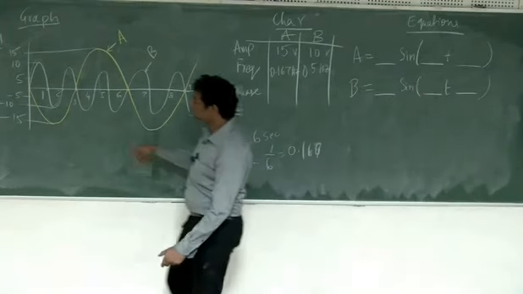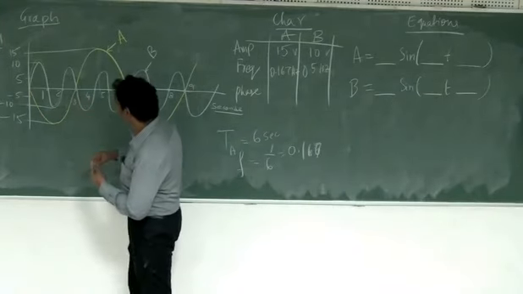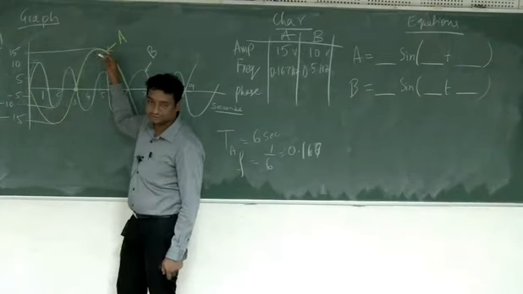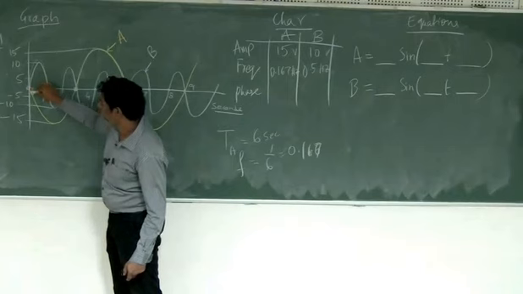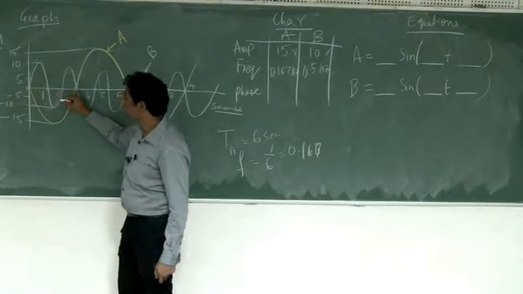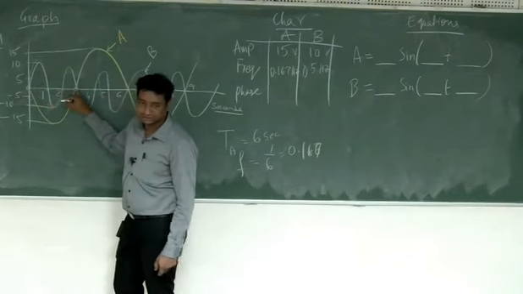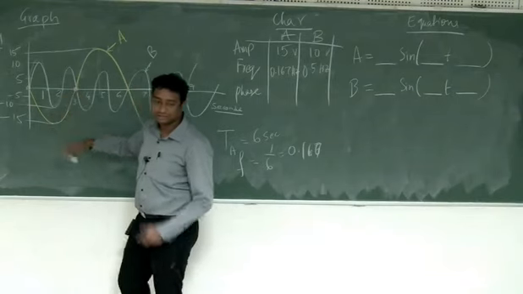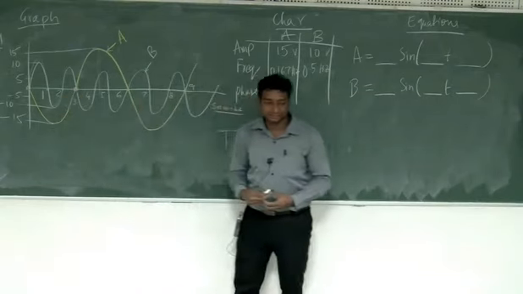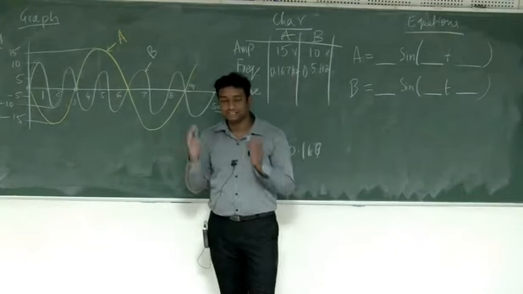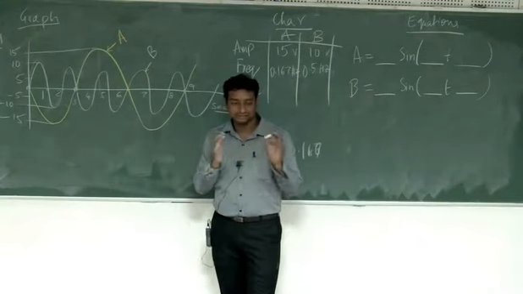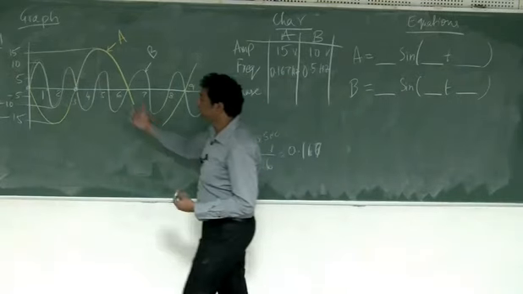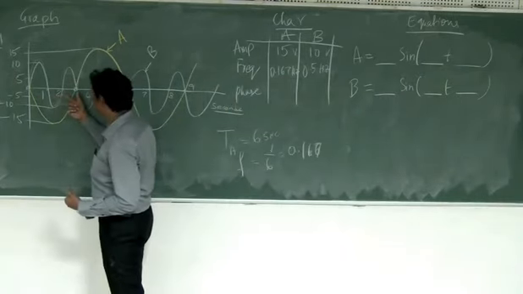Now, what is the phase of A? You see, this is the point where it is starting from 0 going up, and this is my reference point. From the reference point to this point, how much is the distance? 3 seconds. How do you convert 3 seconds into degrees? 6 seconds is 360 degrees, so 3 seconds will be 180 degrees.